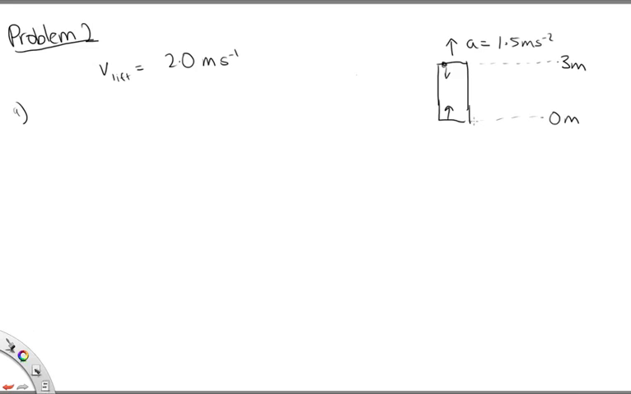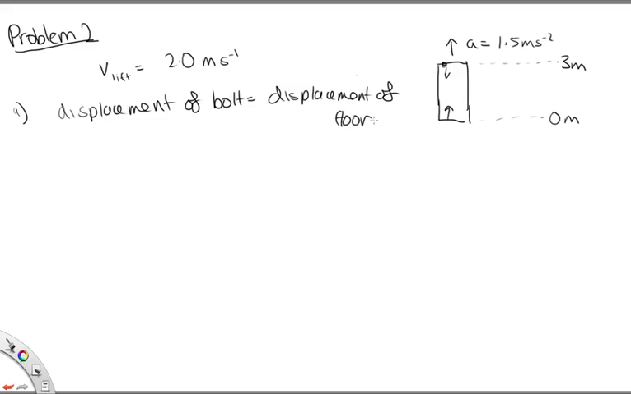When the displacement of the bolt equals the displacement of the floor, both relative to the shaft, then the bolt will be on the floor and that will be the time that we're looking for. Okay, so let's start by writing down the formula for the floor of the lift shaft.